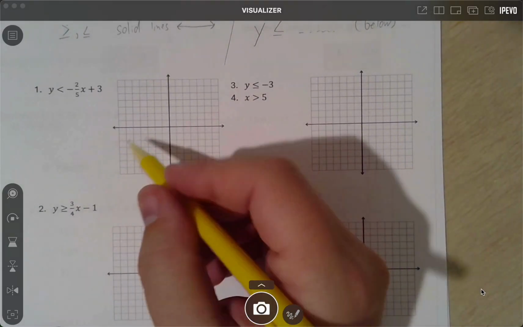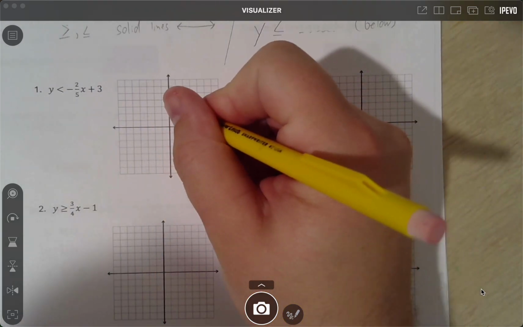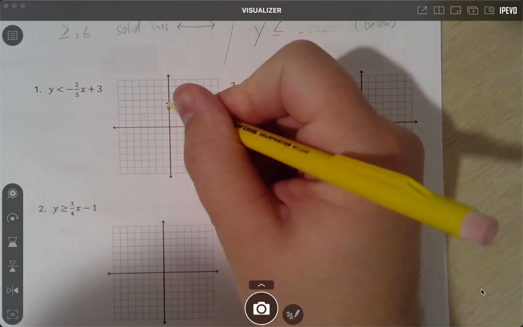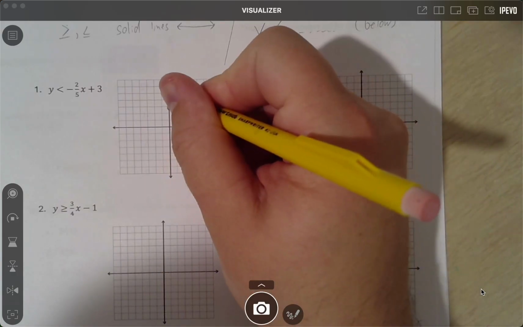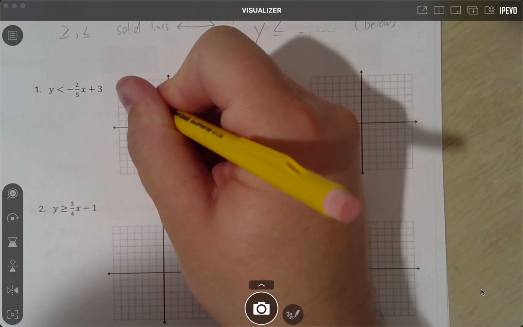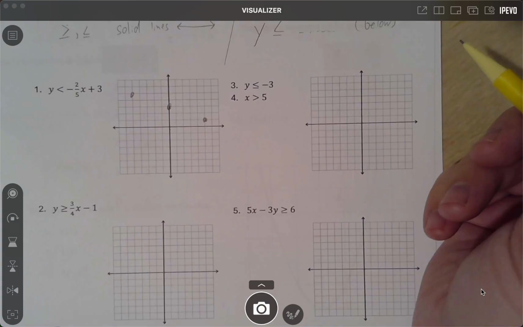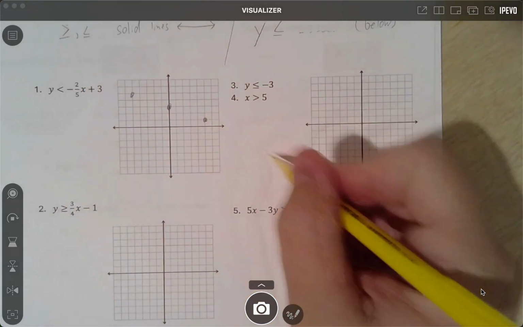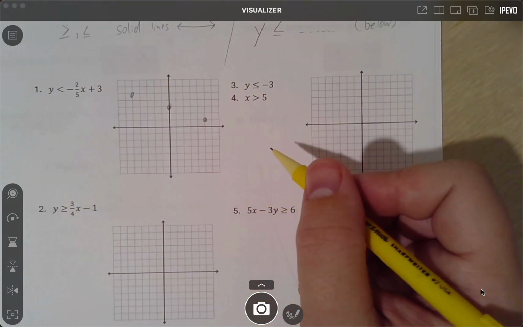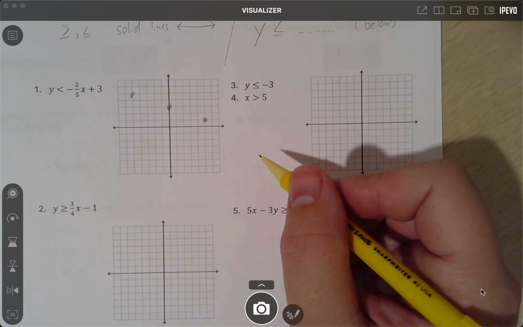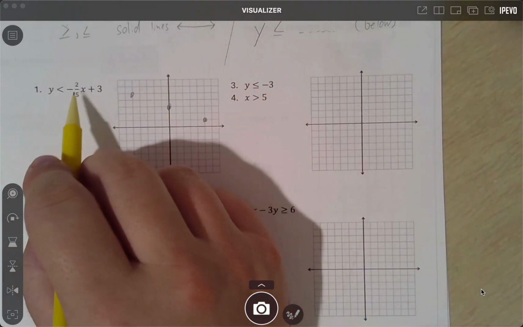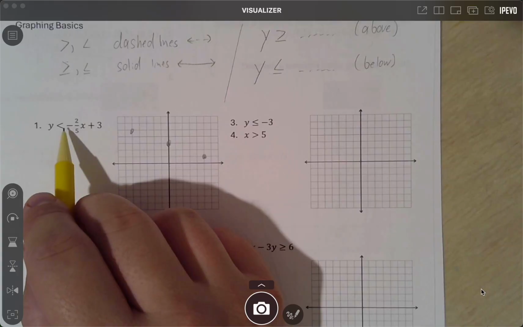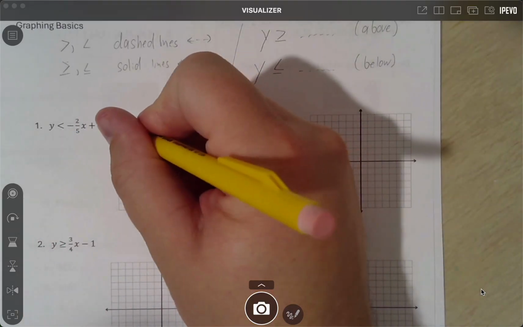So look at number 1. It's got a y-intercept at 1, 2, 3. It's got a slope of down 2, right 5. I could also go up 2, left 5. And usually what I would do is draw my solid line and move on. But wait a minute, do I draw a solid line or a dashed line? Well, this doesn't have the or equal to, so I'm going to draw a dashed line.